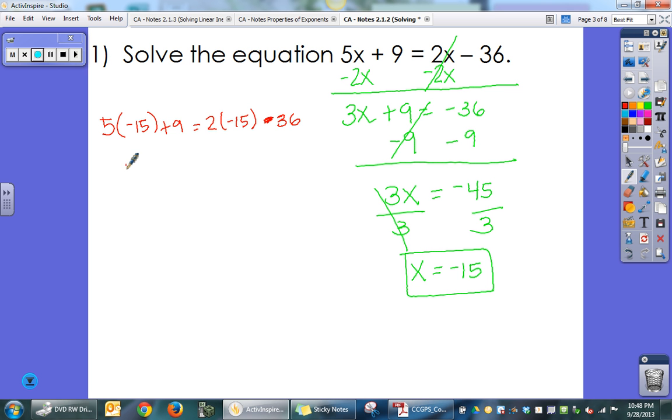So I've got negative 15 times 5, so that's negative 75, plus 9 equals negative 30 minus 36. So negative 75 plus 9 is going to be negative 66, equals negative 66. So what we got is correct.